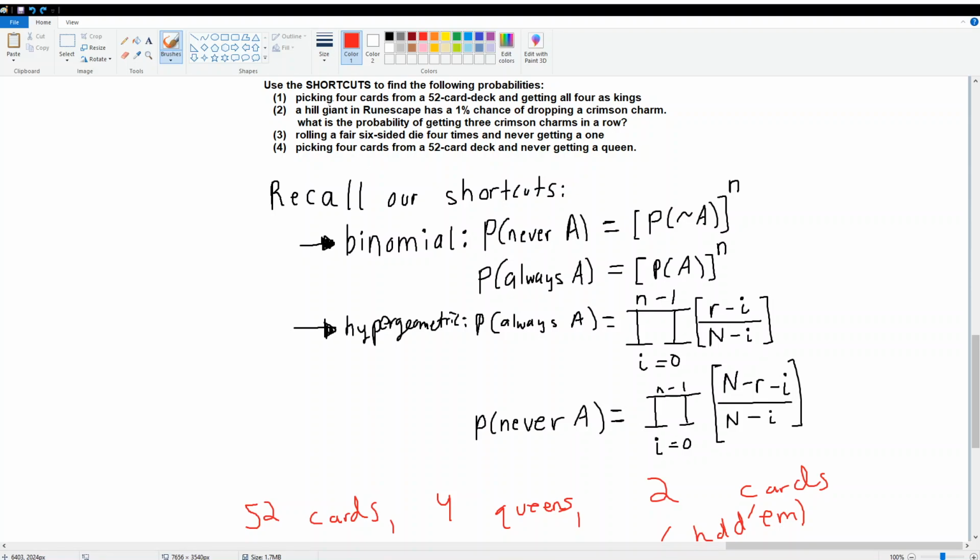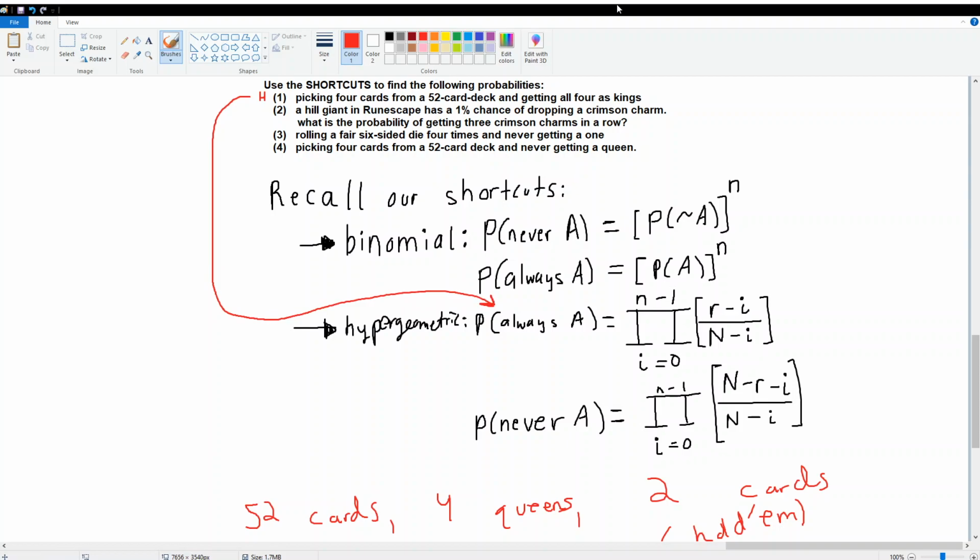So we're picking 4 cards from the deck, all 4 as kings. We're picking all 4. And since we're doing all 4 of them, there's no replacement. So this is going to be hypergeometric. Now we want all of them to be kings, so always A. That's going to be this one.